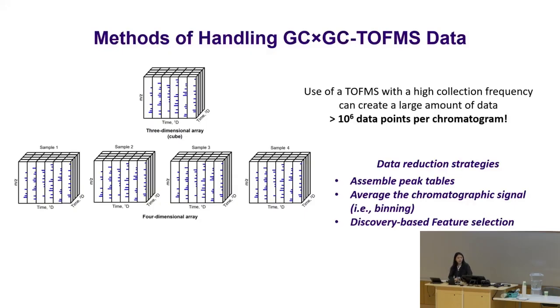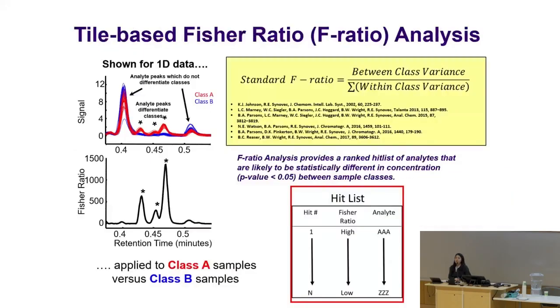First of all, we can try to create individual peak tables, but this might cause alignment issues due to retention time shifting across chromatograms. Or we could try to average our chromatograms, but this may also lead to peak broadening, which further reduces our peak resolution. So we ended up using a discovery-based feature selection method, which is the tile-based F-ratio analysis. It uses the F ratio, calculated as between-class variance divided by within-class variance.